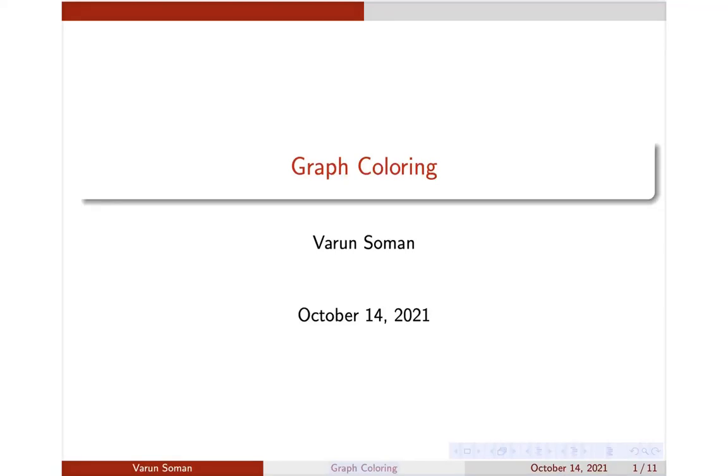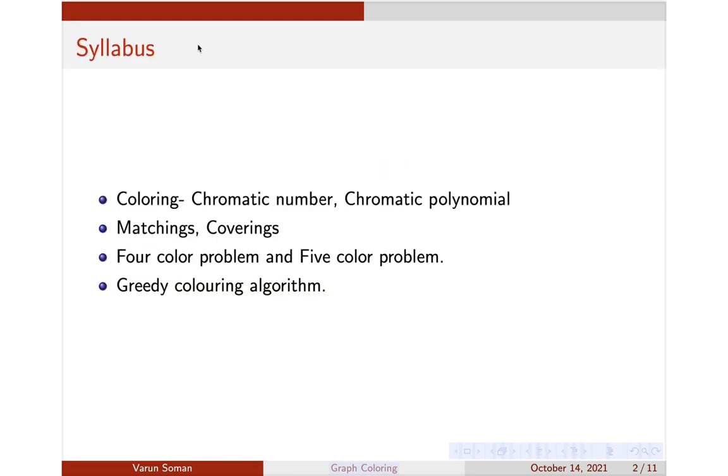Hi, today we'll start with a new module, the fifth module. It contains two topics. One is graph coloring and the other is matrix representation. So we'll start with graph coloring. Graph coloring has these many topics. It's very interesting to know what graph coloring is.